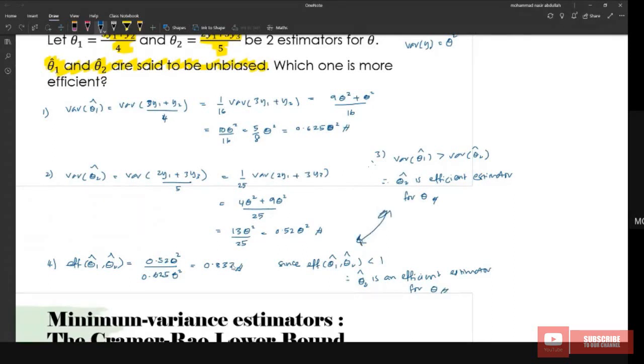Sometimes in the final exam or test, I want you to calculate the efficiency score. So you need to calculate the efficiency score. I think the efficiency score is more convenient since we can show some value to indicate which one is more efficient or not.